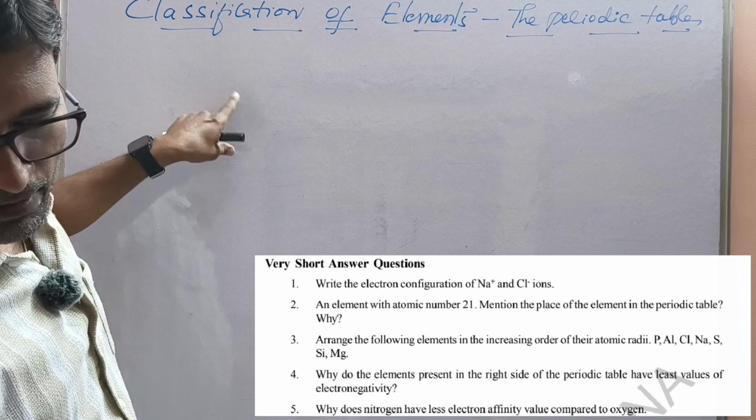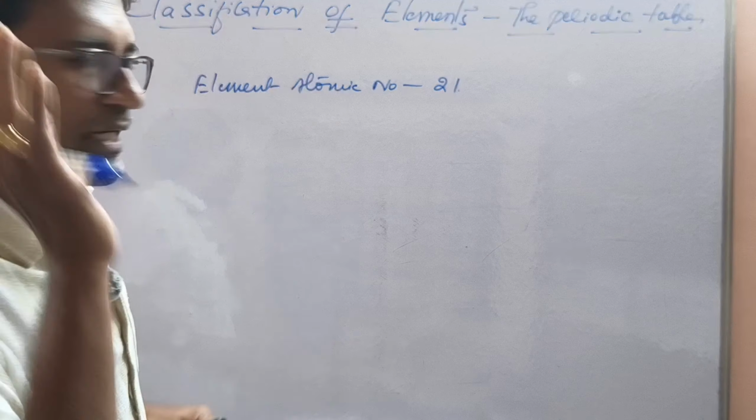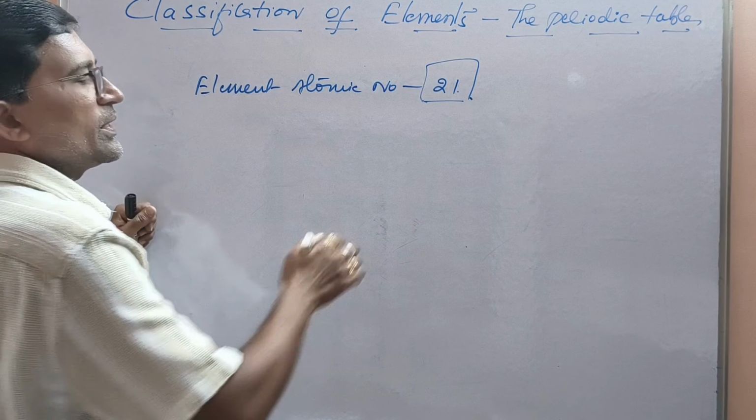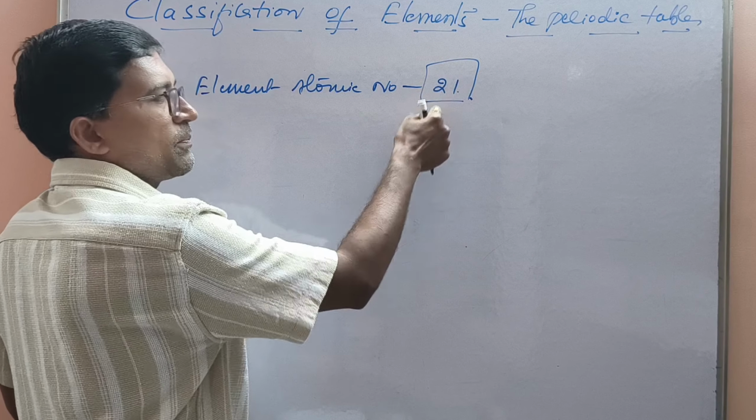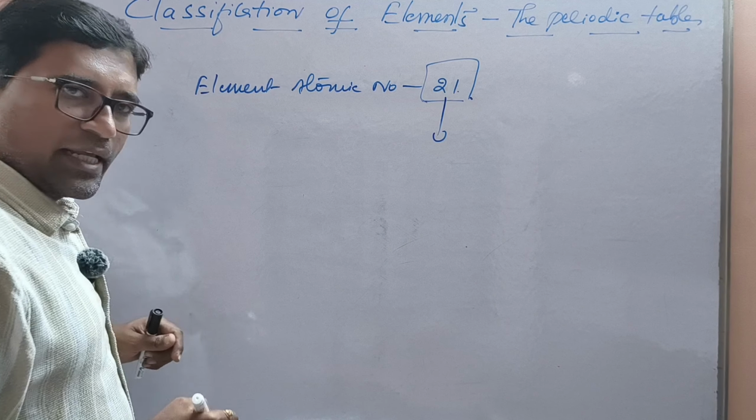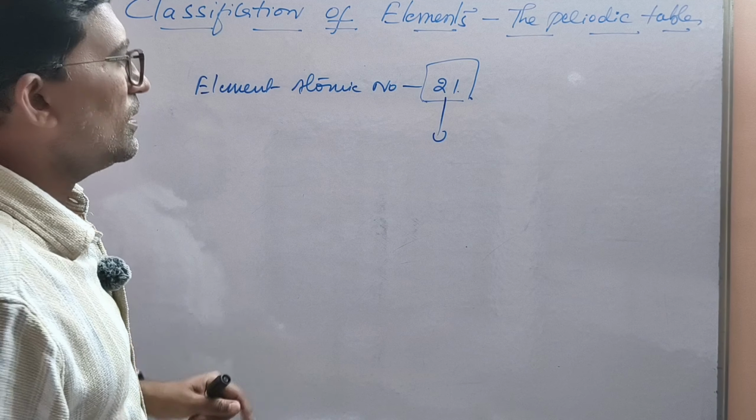Element atomic number given is 21. What is the place of the element in the periodic table? So you have to find out the position of this particular element with atomic number 21. To find out the position and even the element name, basically, you should know how to write the electronic configuration.